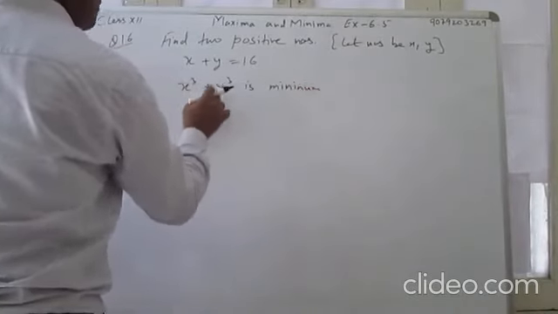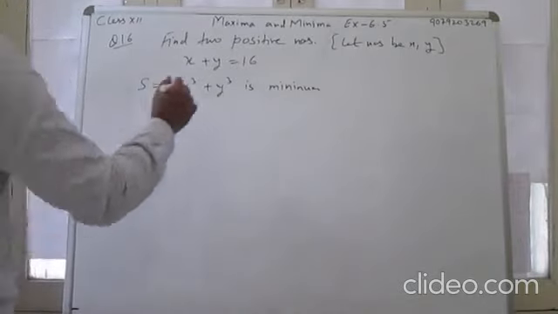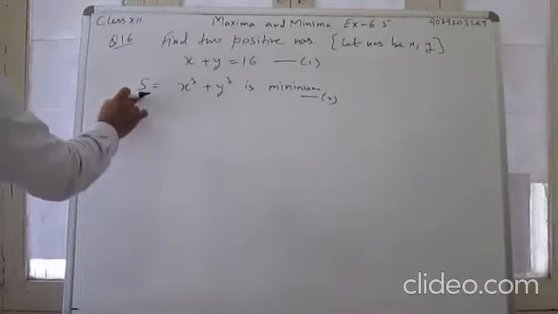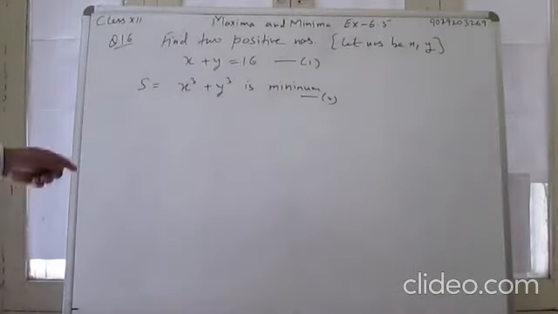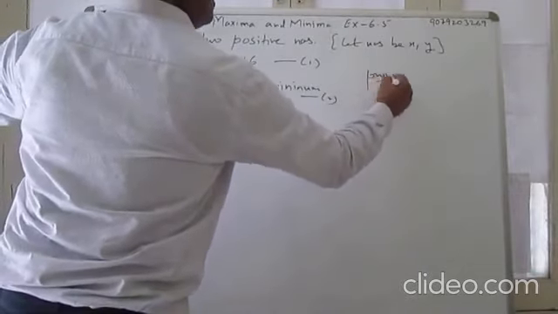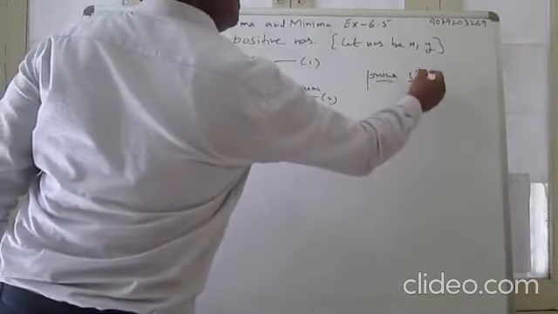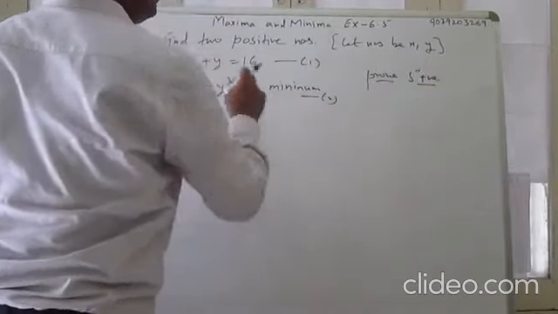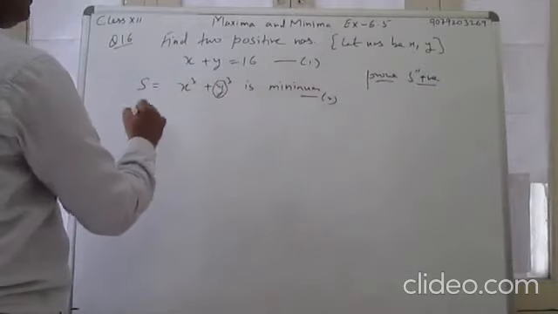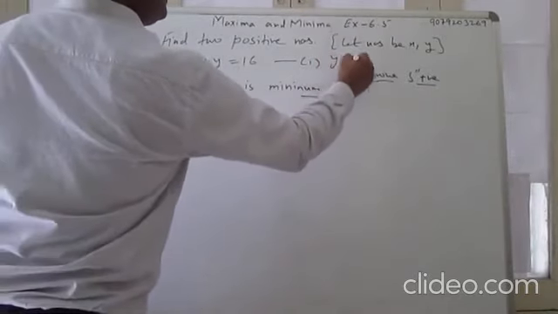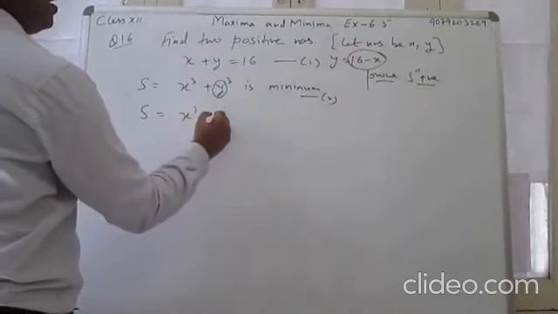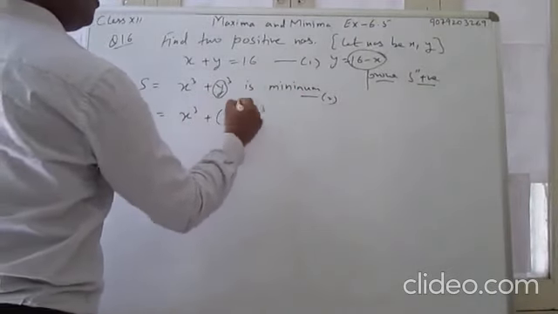The sum of cubes is represented by S. This is the first equation, this is the second equation. The double differentiation of this is positive, so it is minimum. We have to prove that the double differentiation of it is positive. S double dash should come positive, so it is minimum. Here we can put the value of y. From the first, y is 16 minus x. Put it here, so S is equal to x cube plus 16 minus x the whole cube.